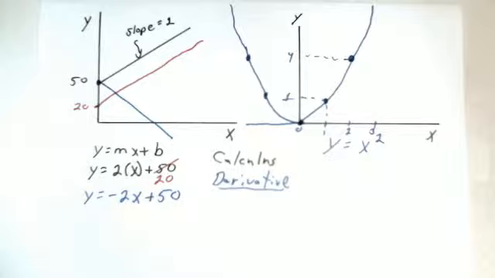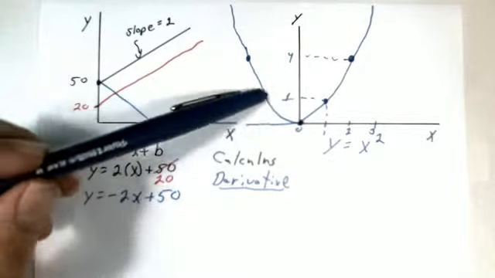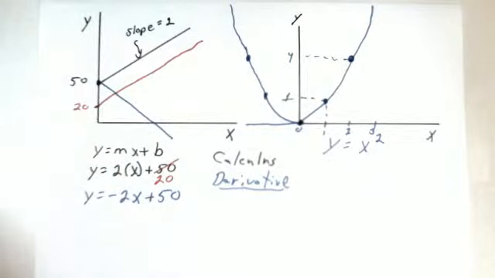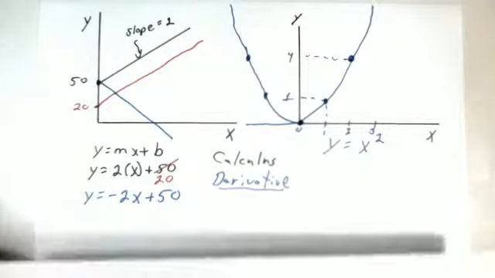And that's why derivatives are so important, because derivatives will give you an expression that describes the slope of the original function wherever you are. So, what is the rule? Well, here is the rule.